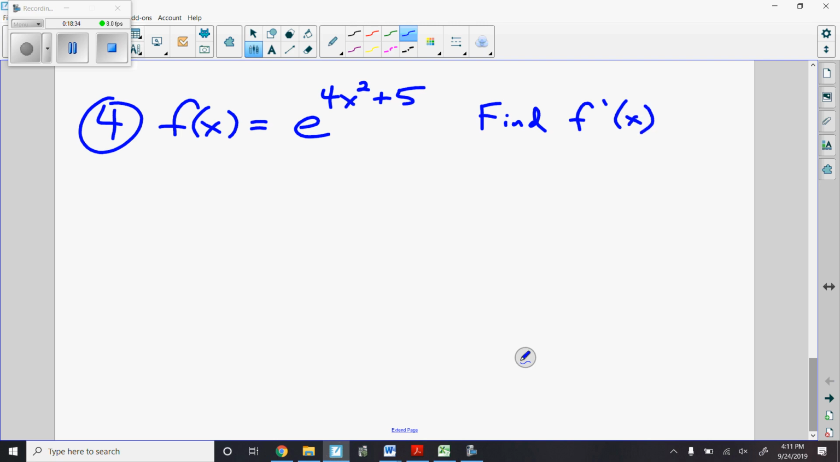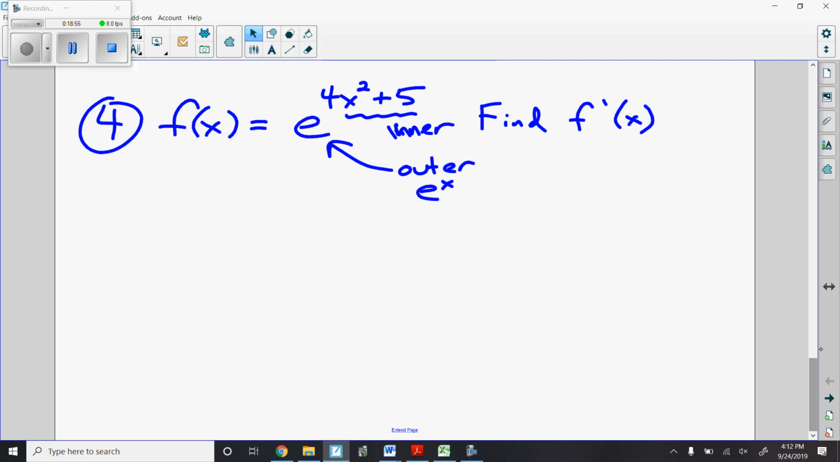So I have a function e to the 4x squared plus 5. What I'm going to do here is think of this 4x squared plus 5 as my inner function. And I'm going to think of my outer function as e to the x. Now, the nice thing about e to the x is it's its own derivative. So the derivative of e to the x is e to the x.